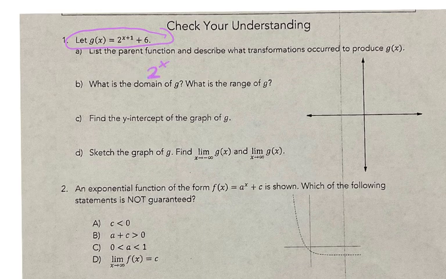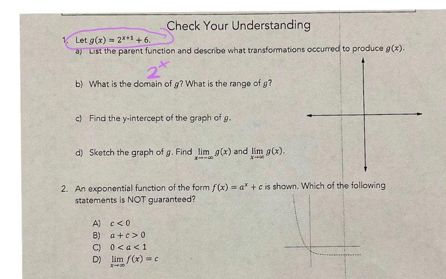2 to the x. So what's different here is the parent function is always going to be some number raised to the x. It's not always 2 though. It could be 3 to the x, 4 to the x, 1/2 to the x. Okay? Those are going to be your parent functions. So now, what's happening to 2 to the x? Well, we've got this plus 1.